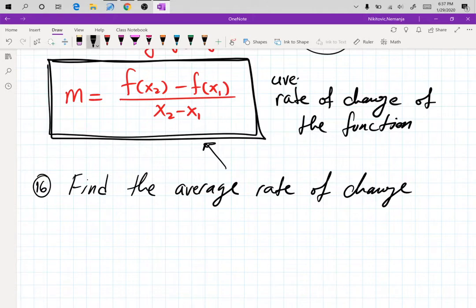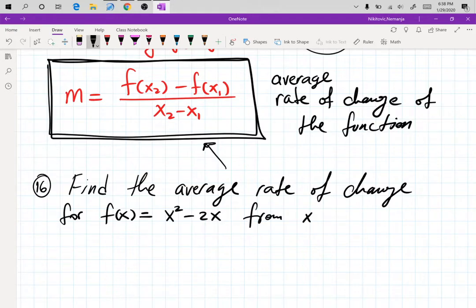Maybe I should add the word average over here. Find the average rate of change for f of x equals x squared minus 2x, from x1 equals 3 to x2 equals 6. All right. This problem is plug-in.